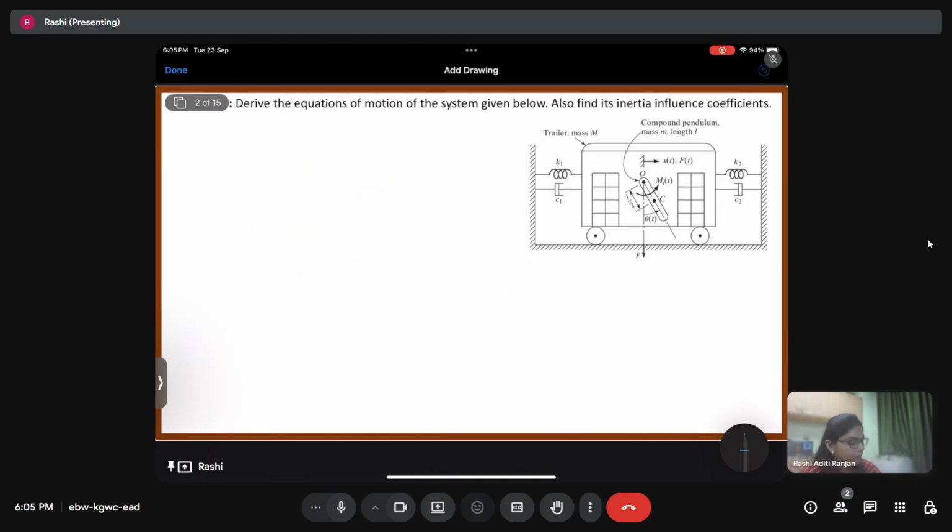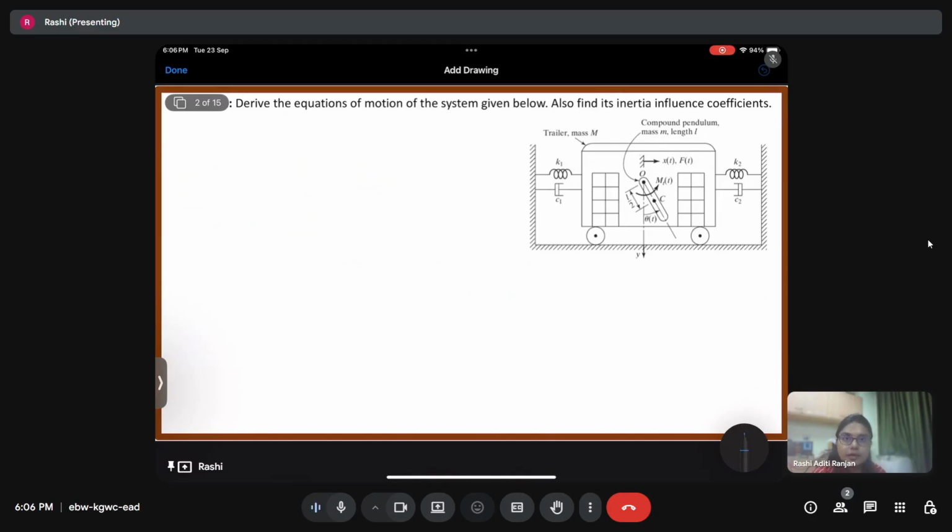This is the first question, wherein we have to derive the equation of motion of the system given below, and then also find its inertia influence parameter. We'll come to the influence parameter later. First, we'll work on finding the equation of motion.